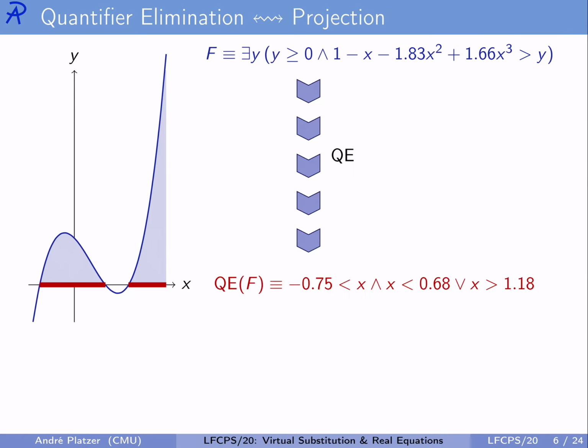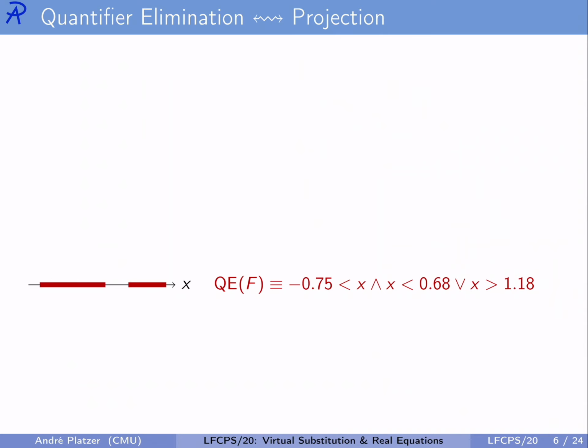And that means by quantifier elimination, we will be able to reduce the question whether such a y exists to that it exists if and only if x is between roughly minus 0.75 and 0.68, which is describing this open interval. And it's also true if x is just big enough, if it's bigger than roughly 1.18. Now, of course, ideally, we would like this quantifier elimination, which is taking us from this logical formula to that logical formula, which we now see geometrically corresponds to the question of projecting this region down to the x-axis. We would like this to become algorithmically possible, as opposed to, well, plot a picture of this and try and draw and figure it out somehow to reduce it to this question.